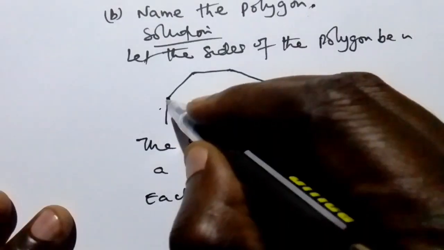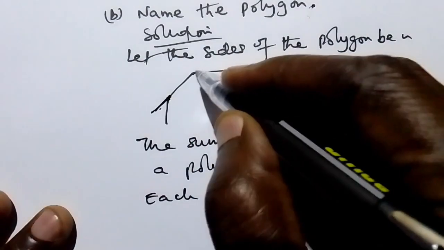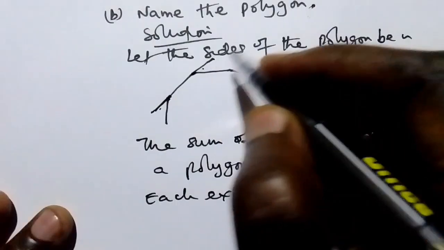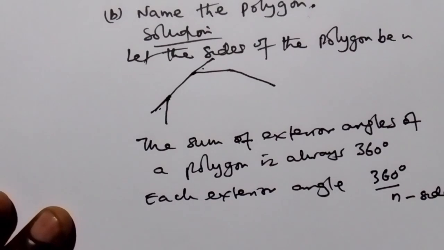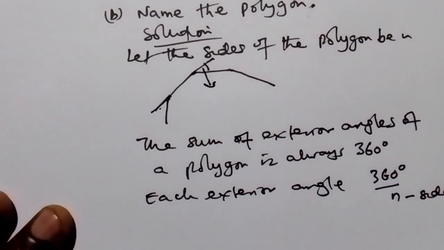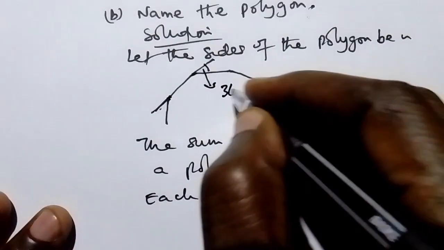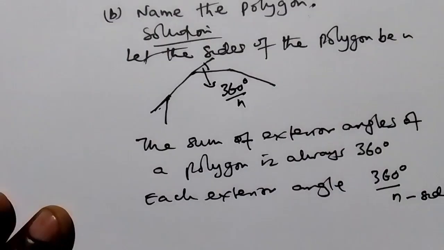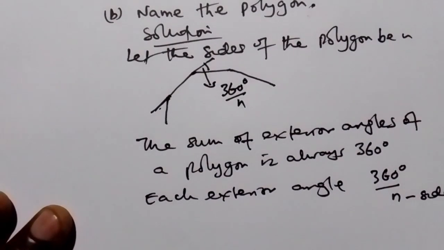So we can say that this exterior angle here, for a regular polygon, the properties of a regular polygon are that all the sides are equal and all the angles are equal. So we can take this to be an external angle. So each external angle will be 360 degrees divided by n sides.